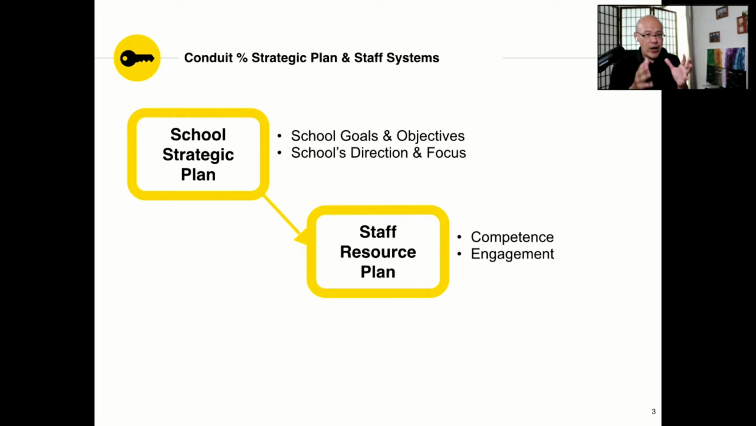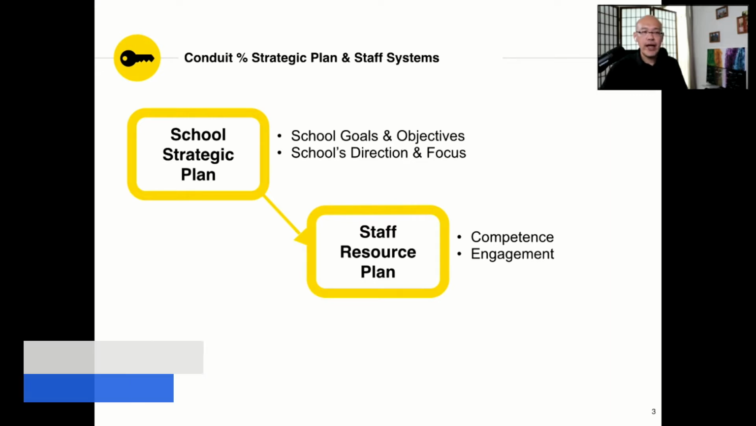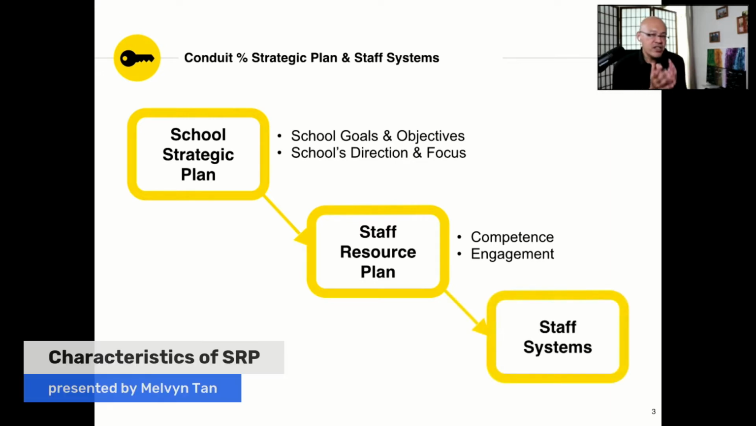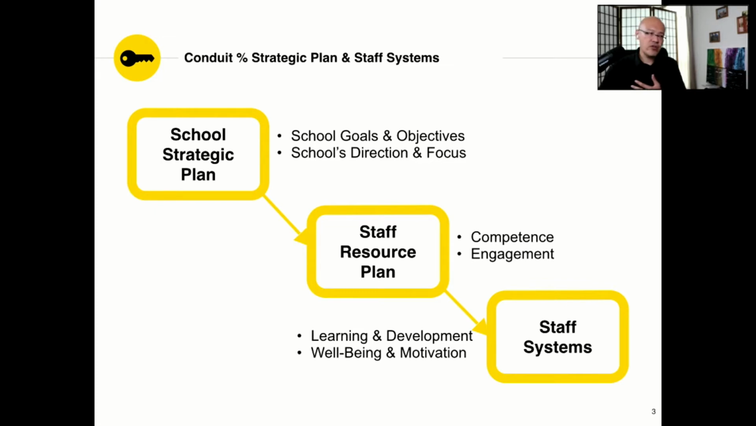Once you have defined what kind of staff we must have, the next part is really to look at what are the staff systems that you must have. Here, when we take a look at the staff system, essentially we're looking at the area of learning and development. Learning, because we want to equip our teachers with the necessary skills. Development, because we want to develop them into competent professionals. In addition to that, we also want to look at their well-being as well as their motivation. So the first characteristic that you want to ask yourself is, is your staff resource plan that conduit between the strategic plan of your school as well as your staff system?